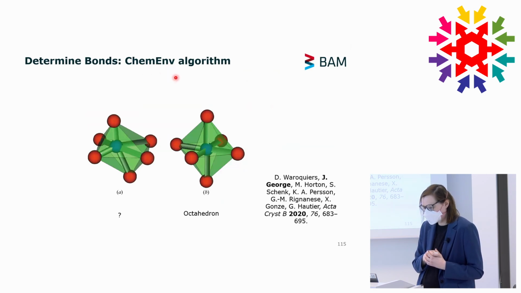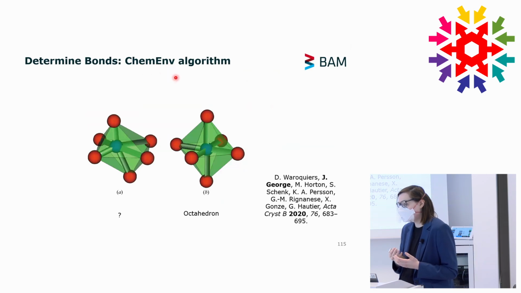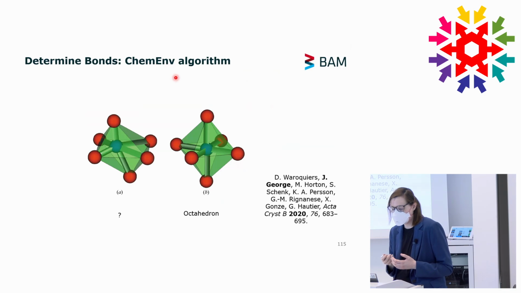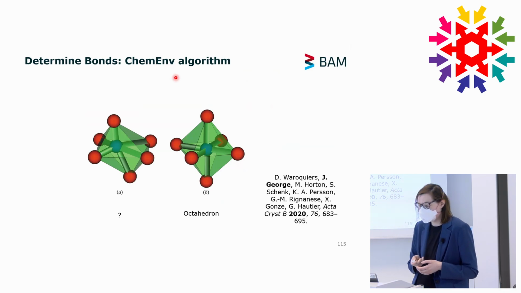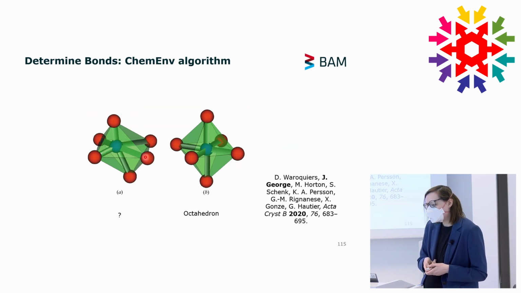ChemEnv has been an algorithm that has been developed to get these coordination environments. I just wanted to shortly introduce what it does. So when you have a very distorted coordination environment, local environment, assigning names, what kind of polyhedra you have, is not very easy and straightforward. And that's why ChemEnv has been developed.